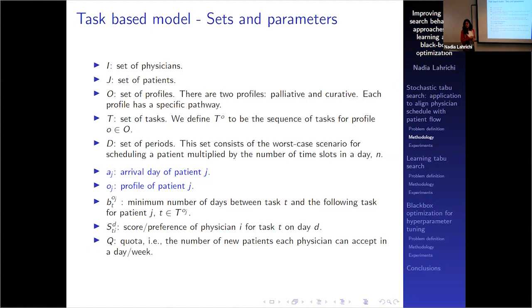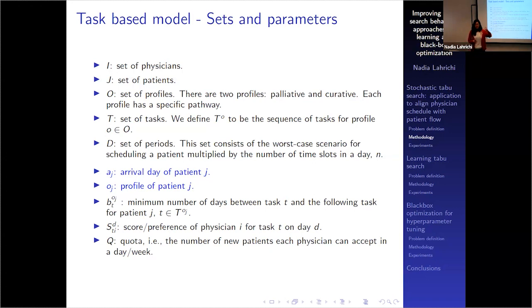So in the deterministic case, I know when the patients are arriving, I know what the profile of the patient is, and I know what the tumor type is. You have a minimum number of days between tasks, and then you have the preferences. And so you could say, well, what's the challenge if a physician A is doing all the consults on the Monday, given that that person has the right skills?